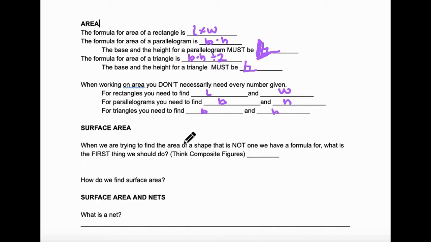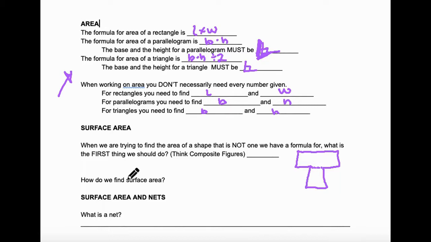Moving on to surface area, when we're trying to find the area of a shape that is not one we have the formula for, what's the first thing that we need to do? What I wanted you to think about on this one is if we had some sort of composite figure, something where we don't have the formula for the area, the first thing that we should do is cut it up into pieces that we do know how to find the area of, like rectangles, parallelograms, or triangles. And then how do we find the area of that shape? We cut them up, find the area of each piece, and then add them together.